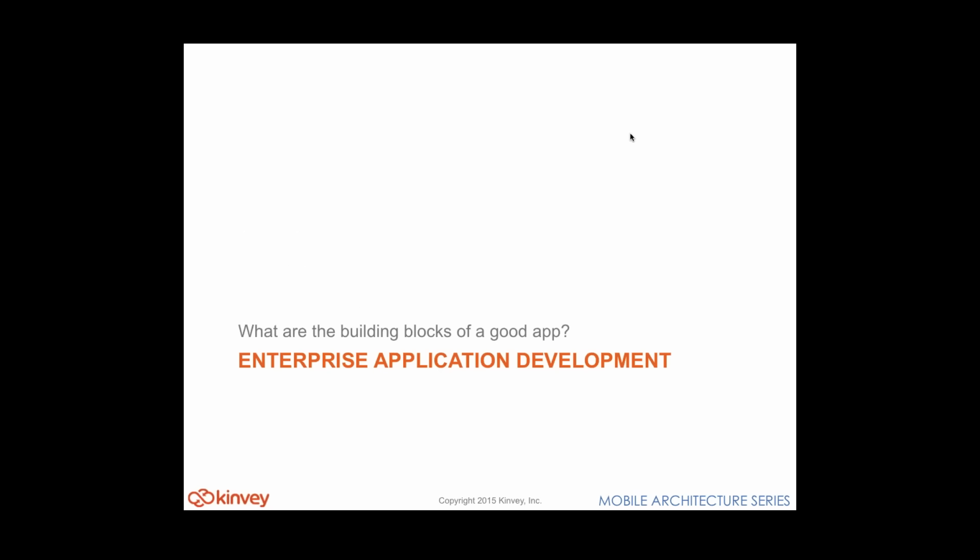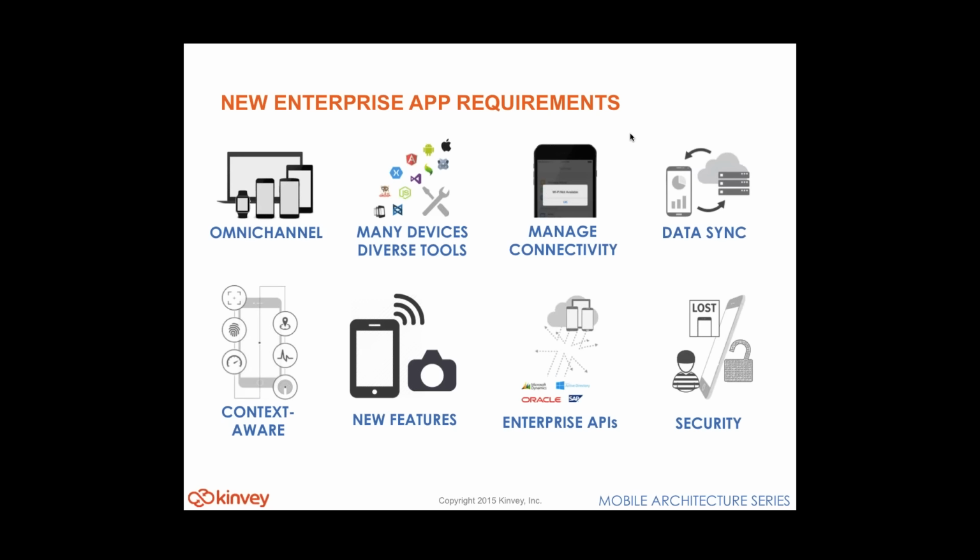So first we're going to take a look at what are the building blocks of a good application and a good mobile application framework for your development. So first of all, there are lots of different requirements that are cropping up in the enterprise application development mindset right now. So first of all, a lot of your applications have to be omni-channel. This means that they have to work across multiple devices, and they have to work seamlessly across these different devices.